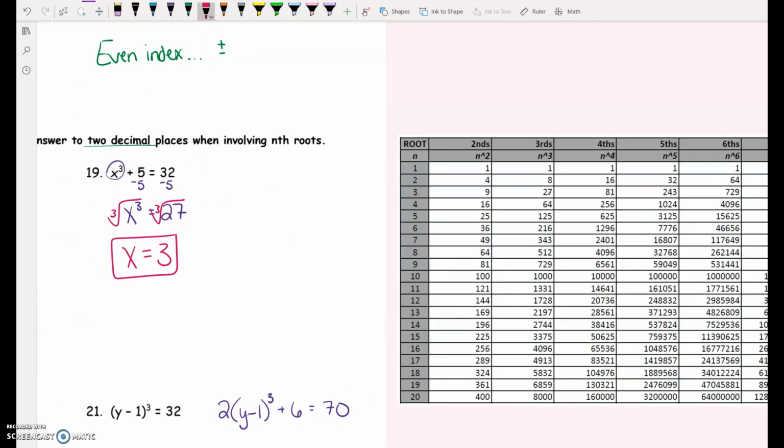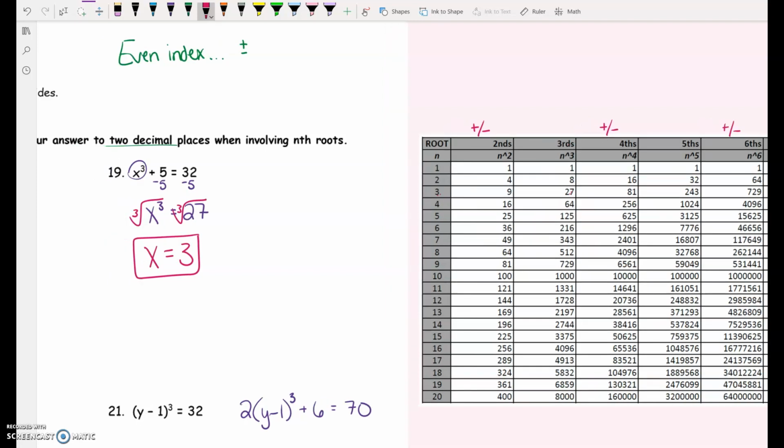It may be helpful on your perfects chart, above the even columns, to put a plus minus symbol to remind you that if you're taking the second root, the square root, the fourth root, or the sixth root, you need to put a plus minus in your equation. If you're doing a third root, a fifth root, or a seventh root, you don't need to do that.